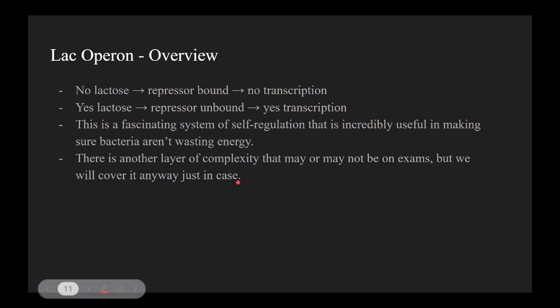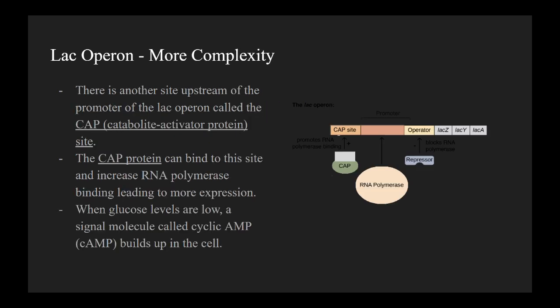So here's another layer of complexity to the operon. I don't know if it'll be on your exams, but we're going to cover it just in case because it's a pretty important concept. So the lac operon also has this site upstream of the promoter called the CAP site, or the catabolite activator protein site. There's this specific CAP protein that can bind to this CAP site. And when it binds, it increases the rate of RNA polymerase coming onto the promoter. So basically when CAP is bound, it increases the rate of transcription of the operon.